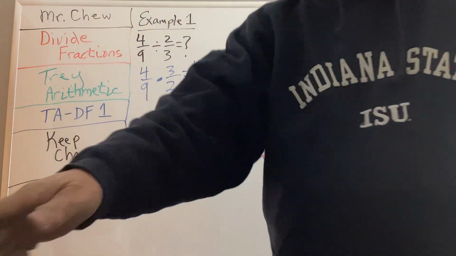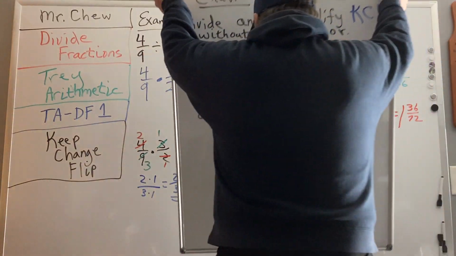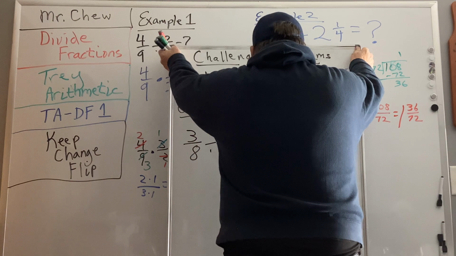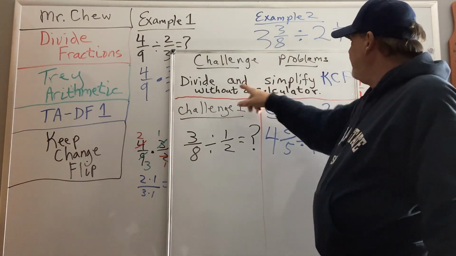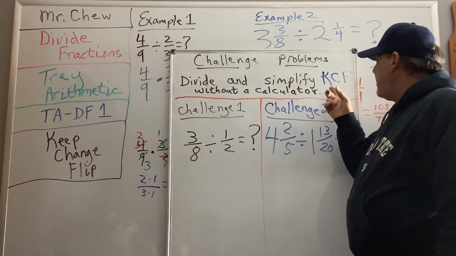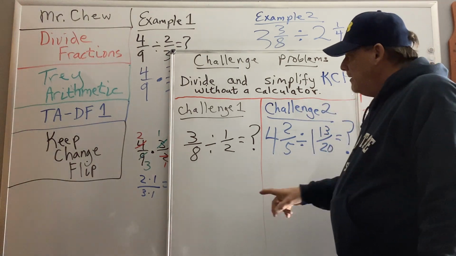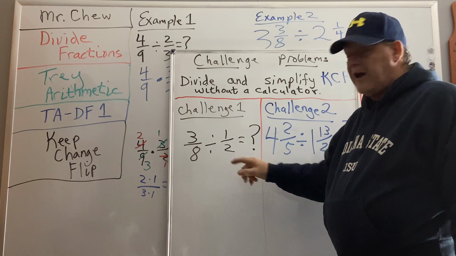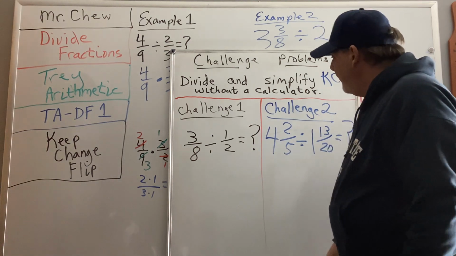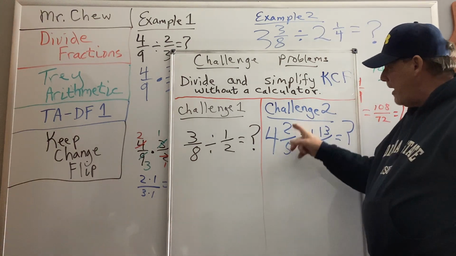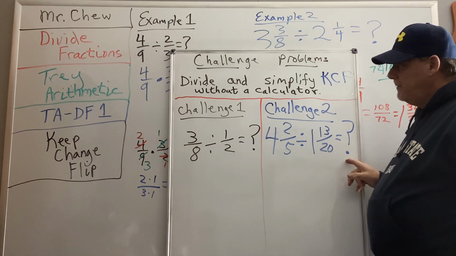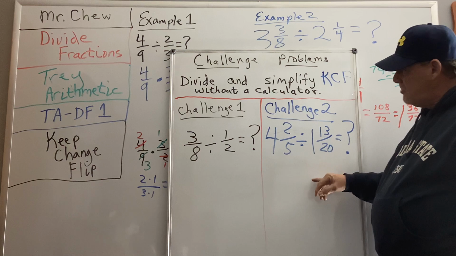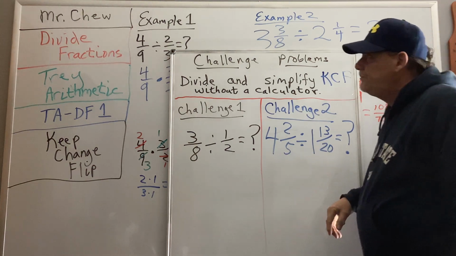So let's look at our challenge problems now. I've got them written here on this other board. Challenge problems: divide and simplify without a calculator, and don't forget to keep, change, flip. Challenge 1, 3/8 divided by 1/2. Challenge 2, 4 and 2/5 divided by 1 and 13/20. Remember to keep, change, flip, you have to change this to improper fractions.